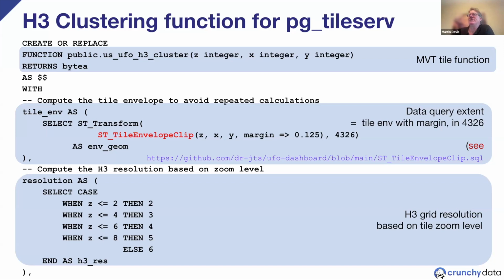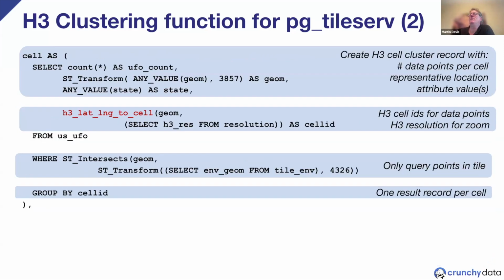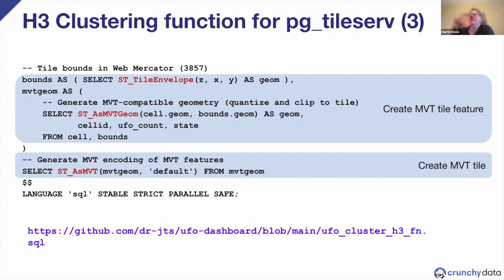So this is what the function looks like. I'm going to zip through here. This is all in the GitHub repo. Basically, we aggregate all the points by their H3 cell ID, and we do that just for the tile that's being produced. And then we generate the MVT geometry and the MVT tile. This is basically standard boilerplate for creating a pg_tileserv function.